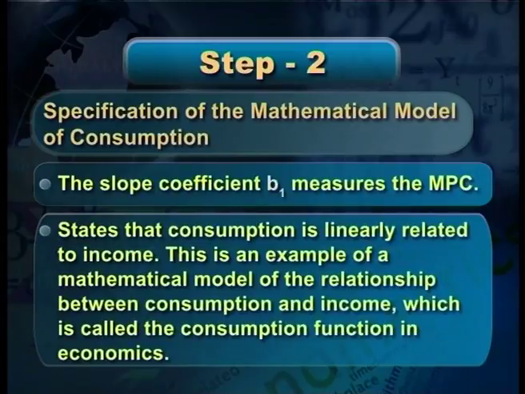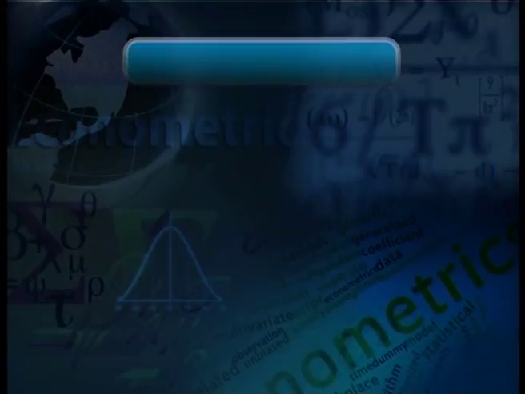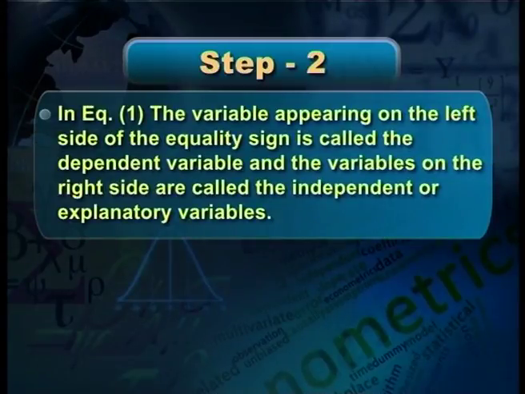This is an example of a mathematical model of the relationship between consumption and income, which is called the consumption function in economics. A model is simply a set of mathematical equations. If the model has only one equation, as in the given example, it is called a simple regression or single equation model. Whereas, if it has more than one equation, it is called a multiple equation model. The variable appearing on the left side is the dependent variable.